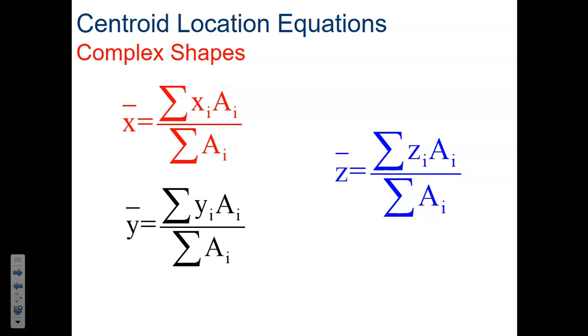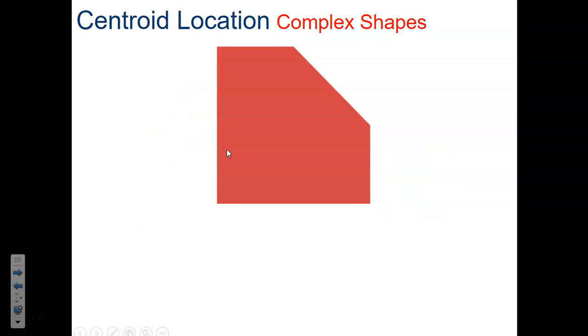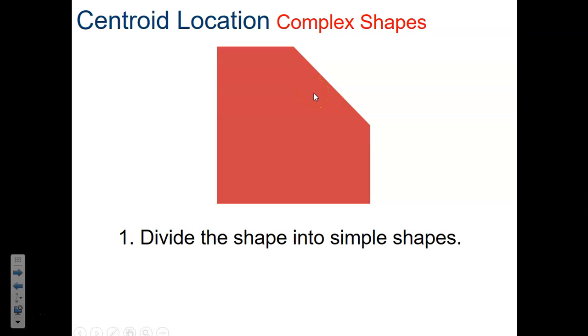For a more complex shape, you've got to use some equations. This looks really complicated, but it's really not. These big sigma symbols really just mean add them up, and the subscripts and all that. It's not that complicated. Okay, so we're going to figure out the centroid location of a more complex shape. What we've got is a square with the corner notched off. So what we're going to do is divide this into simple shapes. Okay, so I've got a rectangle, a square, and a triangle.